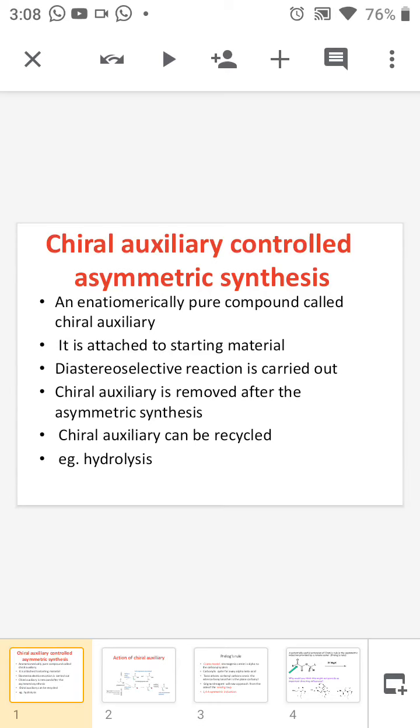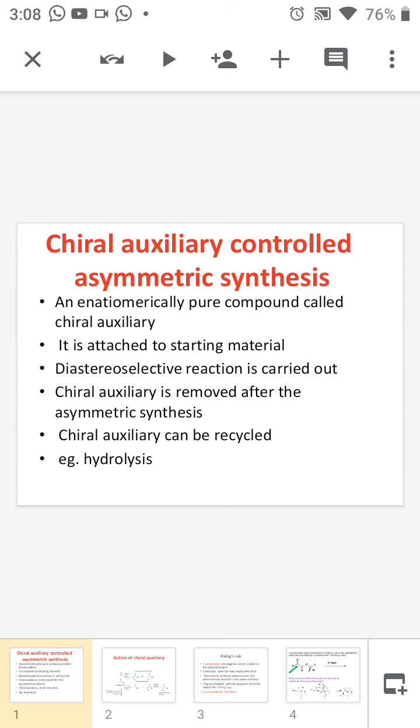Everybody. Today we are discussing the next topic, that is chiral auxiliary controlled asymmetric synthesis. In the last class we discussed the asymmetric synthesis by using an enantiomerically pure compound. And next is the chiral auxiliary controlled asymmetric synthesis.